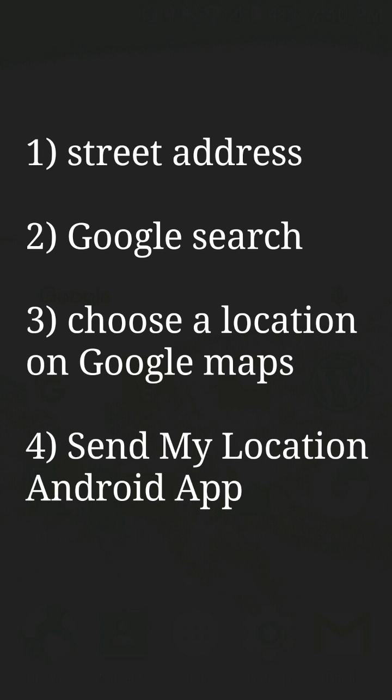Now I'm going to take a look at a couple of different ways to find a location on Google Maps, and then we'll talk about a couple different ways to share that information once you've found your spot. The first thing we're going to look at is a street address. Then we'll do a Google search for a company, a business, and then we'll just go to Google Maps and pick a location right on the maps. And then finally, we will look at an app that runs on Android phones.